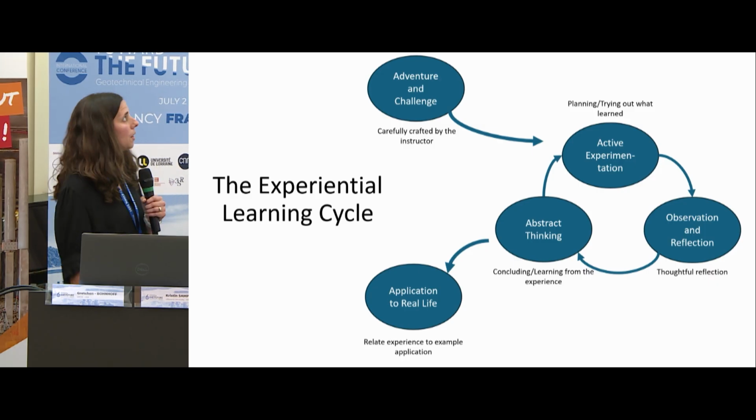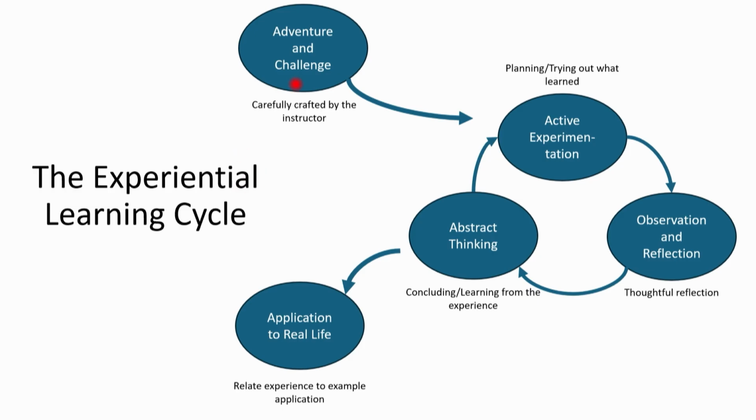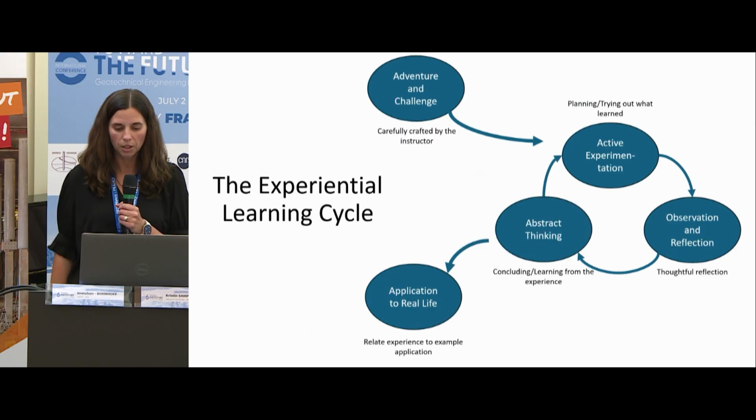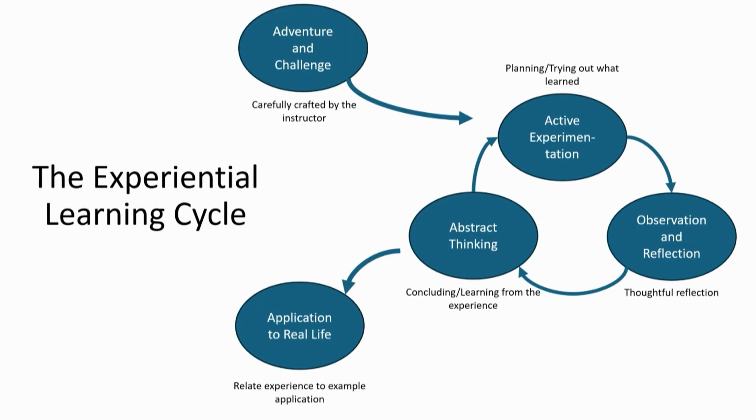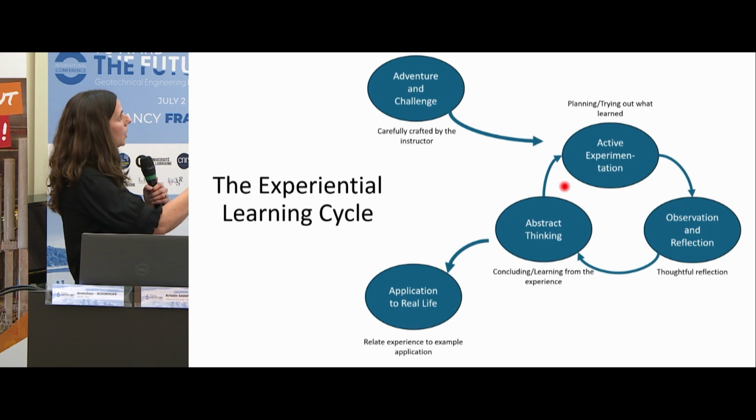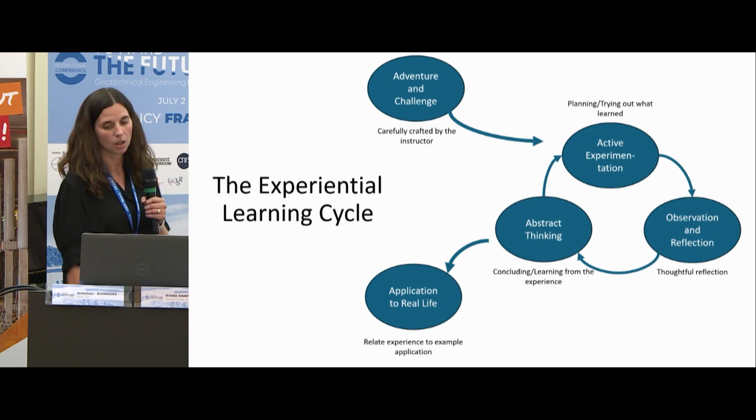We start with an adventure or challenge, which is crafted by the instructor. Then students participate in this adventure or challenge through active experimentation. After that, they go through a guided observation and reflection, where it helps them determine abstract thinking, where they're concluding and learning from their experience. You can continue to go through this cycle as many times as you have time for in a given activity. And in the end, you bring this to real-life applications. You relate these experiences to examples.